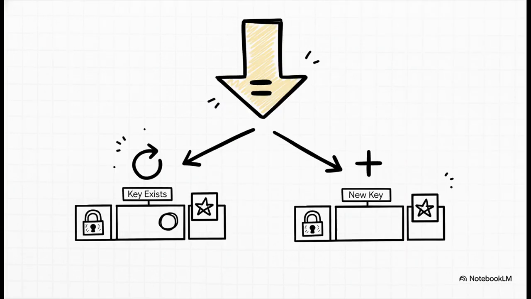And what's really cool about Python is how elegant this is. It's so simple. If you assign a value to a key that's already there, like age, it just updates it. But if you use a key that doesn't exist yet, like email, Python just goes ahead and creates a brand new entry for you. The exact same syntax handles both adding and updating.